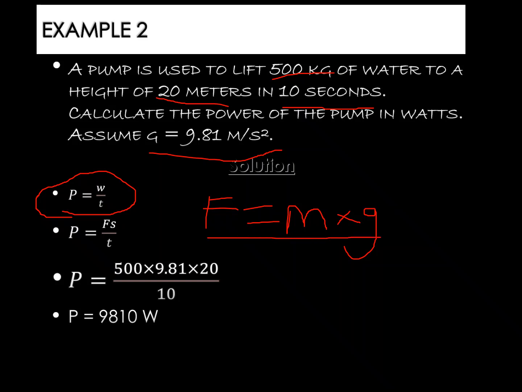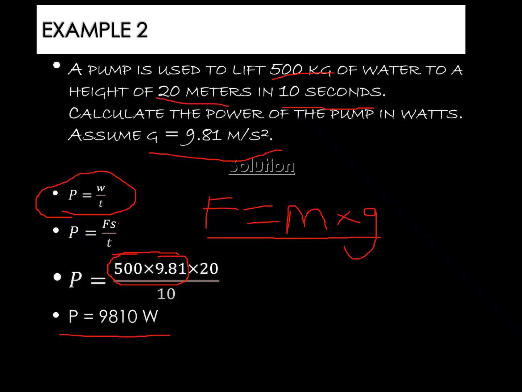So in place of force, we put mass times acceleration due to gravity, where our mass is 500 and our gravity is 9.81. This is our force. So 500 times 9.81 times our distance, which was given as 20 meters, all over our time, which is 10. Now you're going to get your power to be 9810 watts. So the answer is 9810 watts. This is how you apply it.